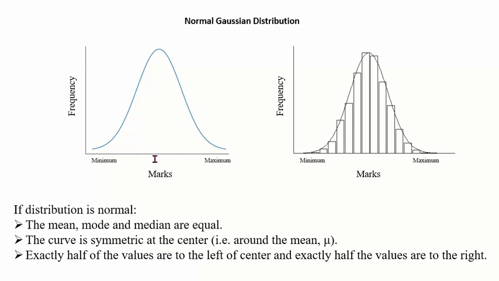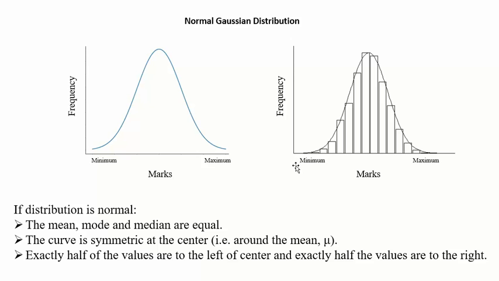So if this is the mean value, the curve will be symmetrical about this mean value, which in other words means that half of the values will lie to the left of the center and half will lie to the right of the mean value. If the class number is quite high, if the class is quite large, then we'll have a sort of continuous distribution as shown here.